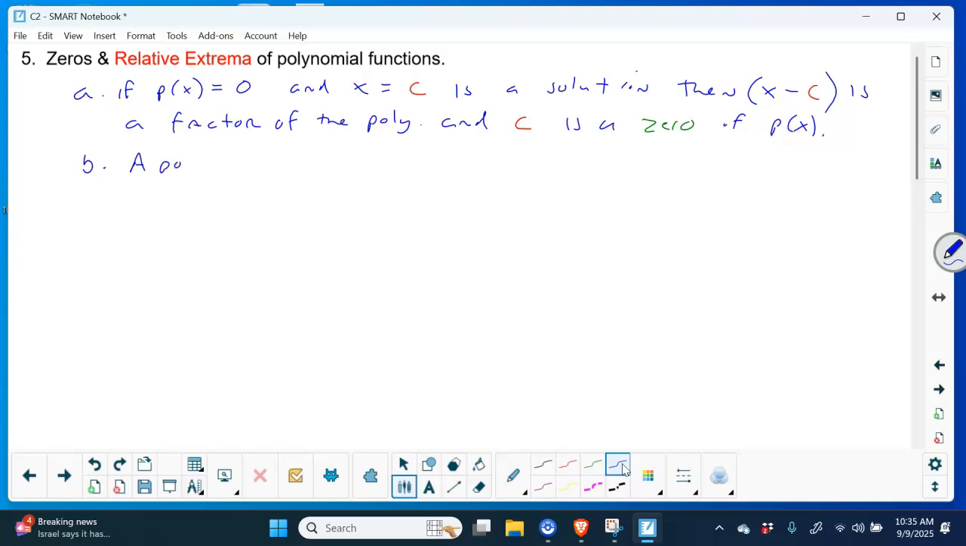A polynomial of degree n has at most n real number zeros.